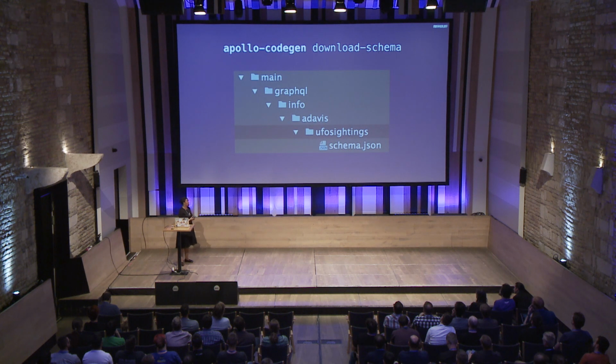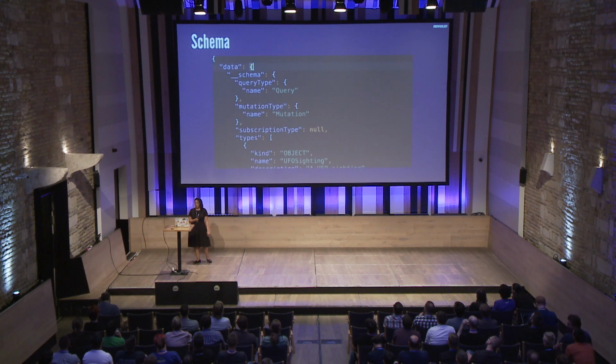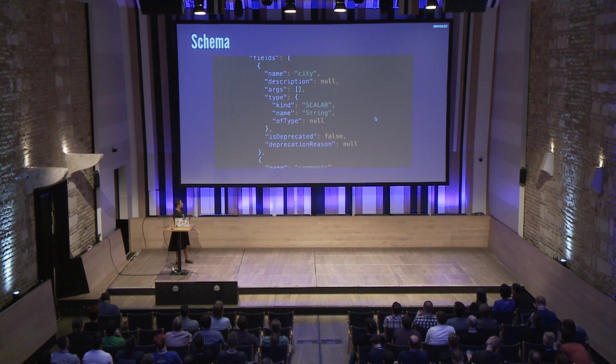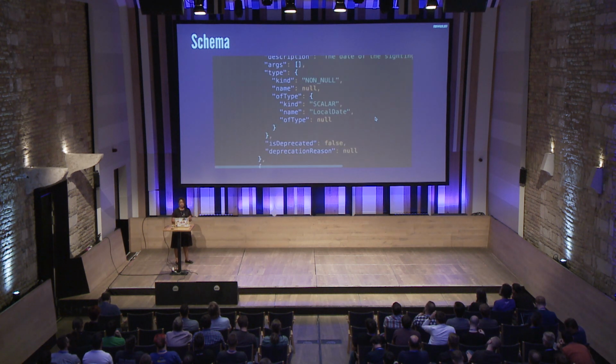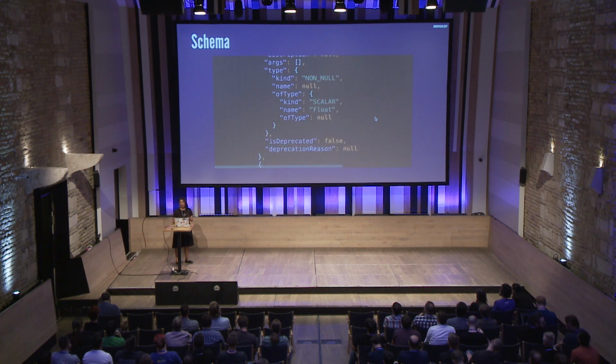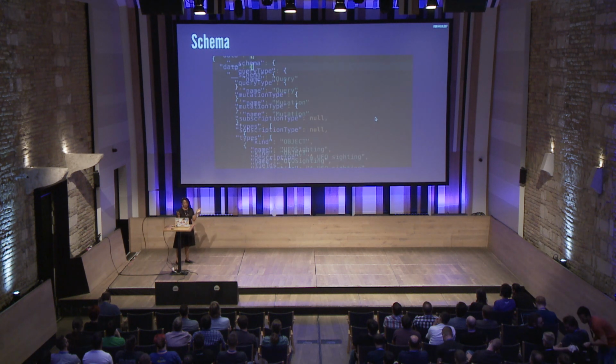Okay, next, we need to get the schema, because this is how we actually interact with our server. And we would use this command line tool, Apollo CodeGen, and then store it inside of our application. So we have this main GraphQL folder, and then there's our schema.json. And this is how it looks. So just a giant JSON file full of all the information about every object we've created, all the fields on the objects, what they return back, everything.